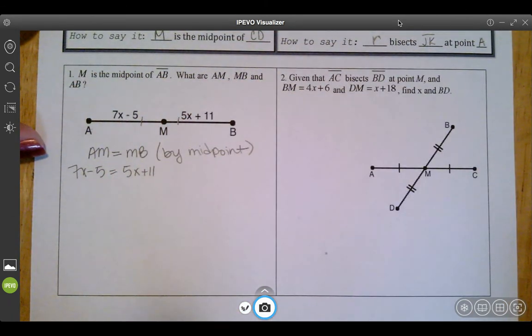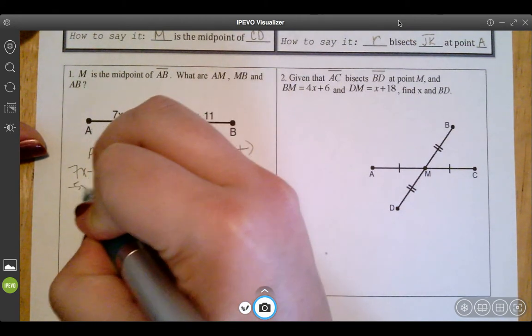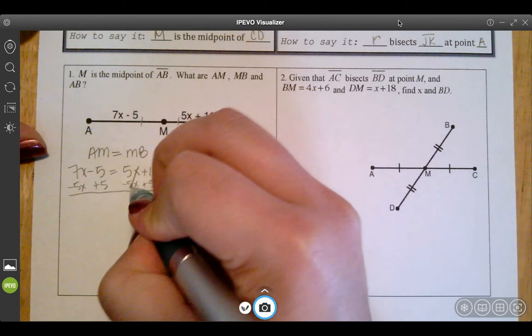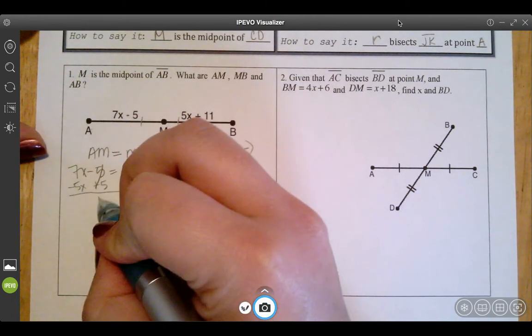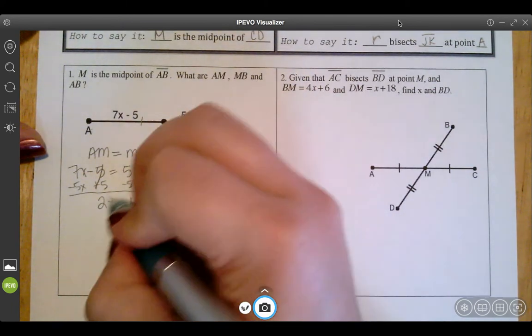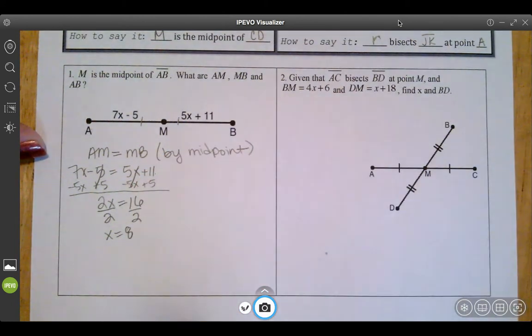From here, we need to solve. So I can minus 5x, minus 5x. I also can plus 5, plus 5. 7x minus 5x is 2x. 11 plus 5 is 16. Divide both sides by 2, and so we get that x equals 8. That's not the question that was asked, though, and this is why it's important to go back and make sure you're answering the question. The question doesn't ask for x, it asks for AM, MB, and AB.